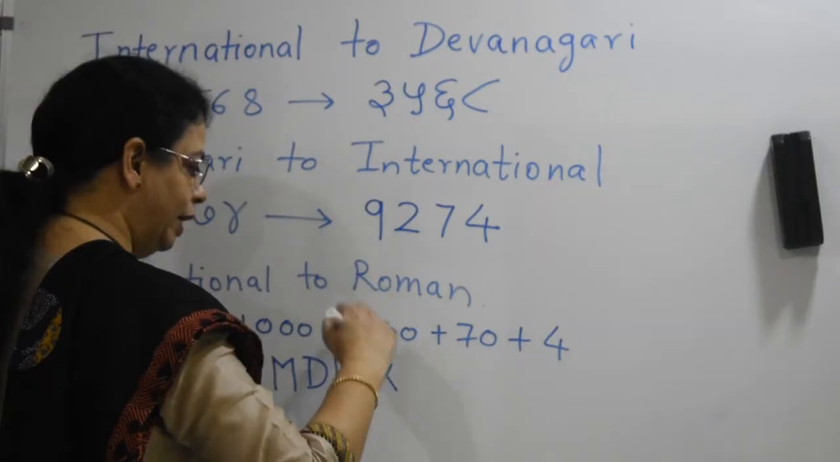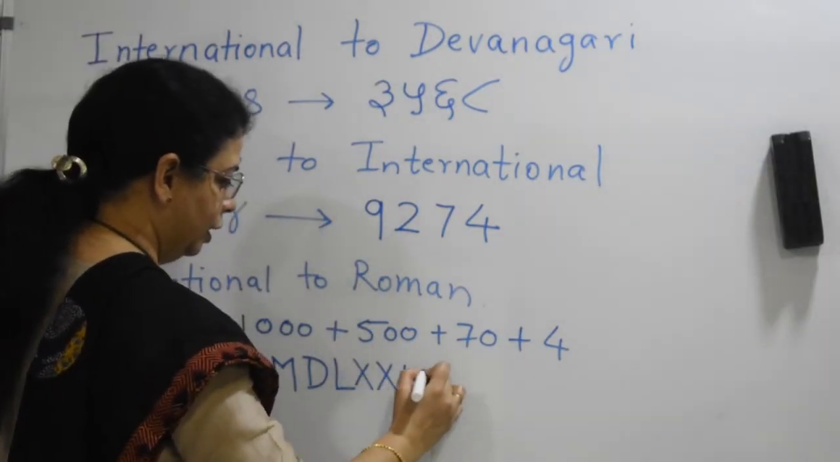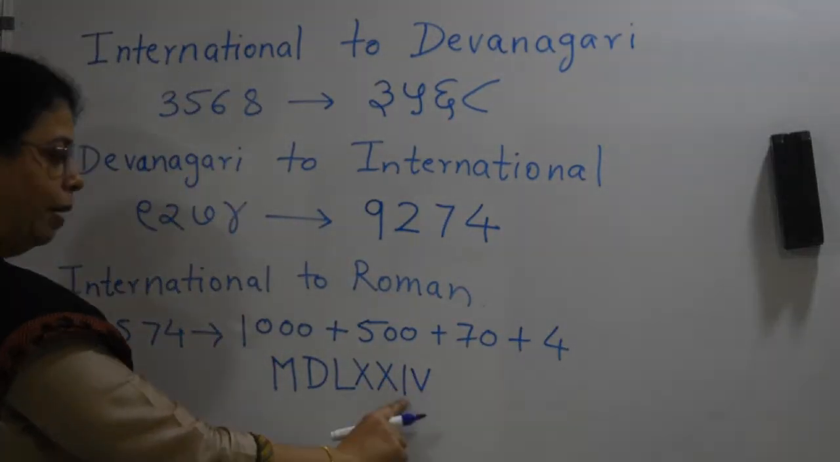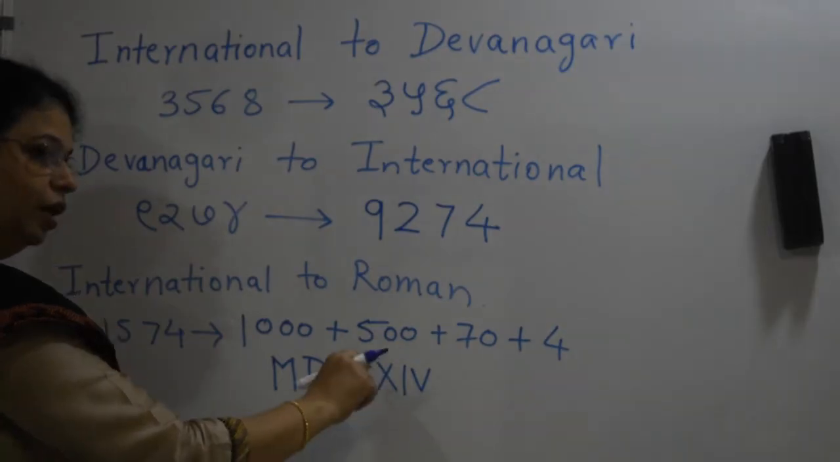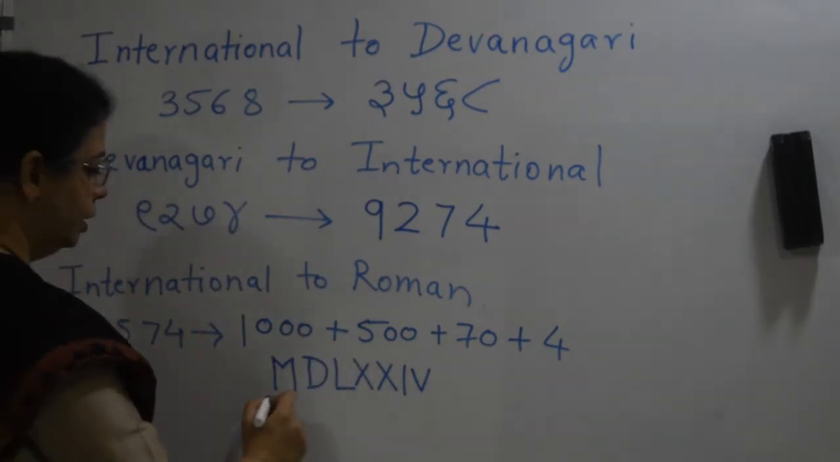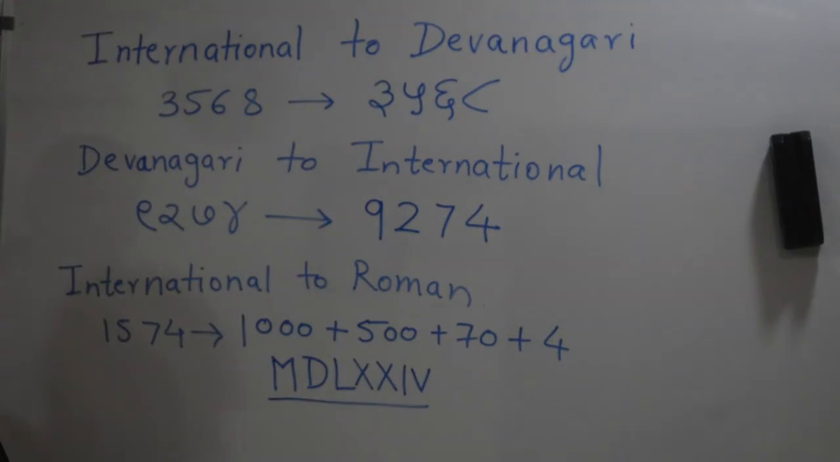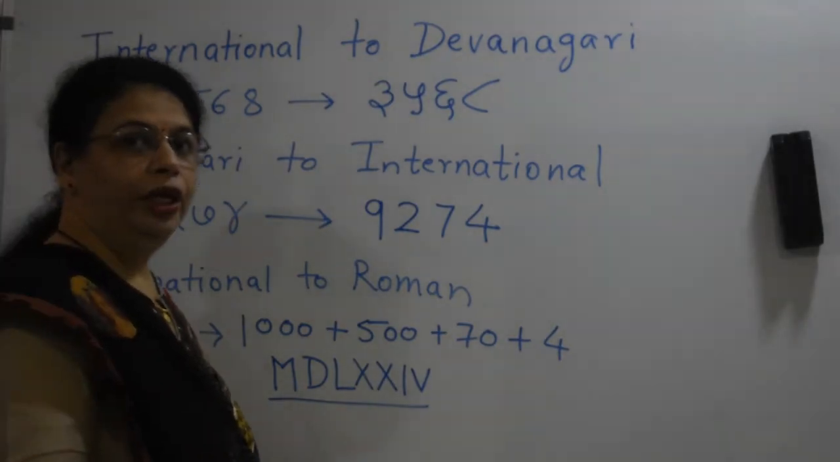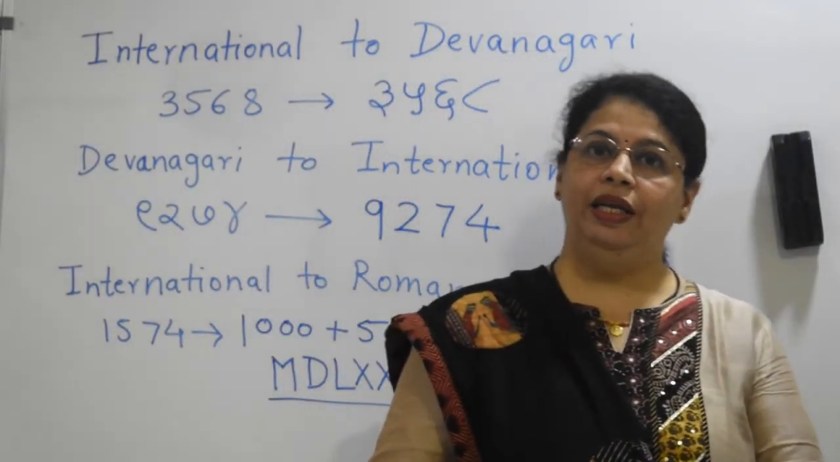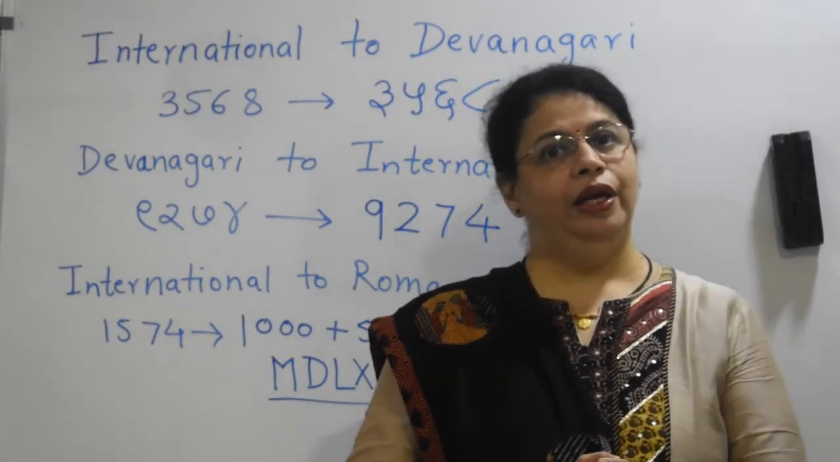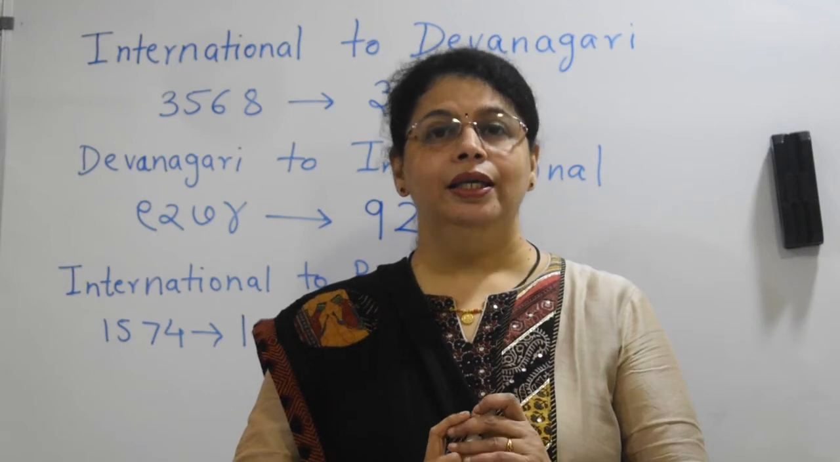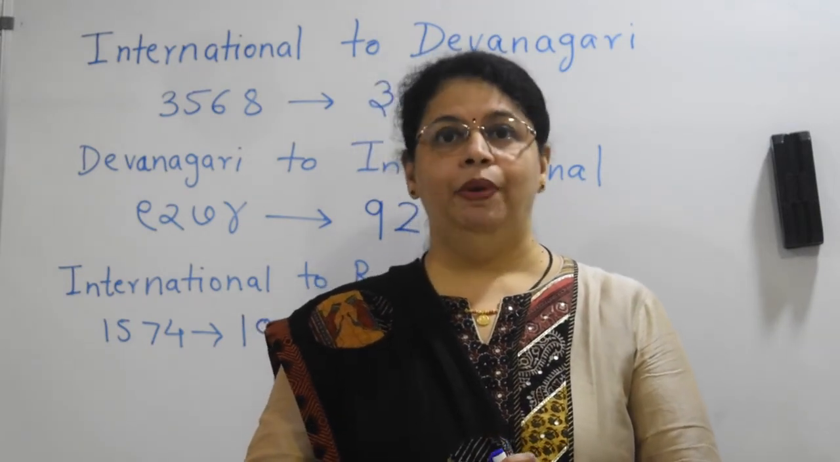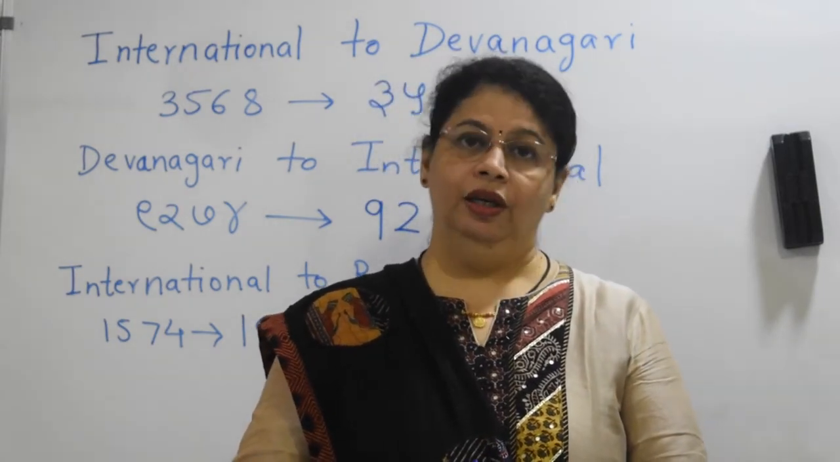4 is 5 minus 1, that is like this. 5 minus 1. Why minus 1? Because it is on the left side. So this is the entire conversion of 1574. Is that clear? You need to practice more. It's very simple. Rules are very simple. You need to understand and practice. Practice makes a person perfect.